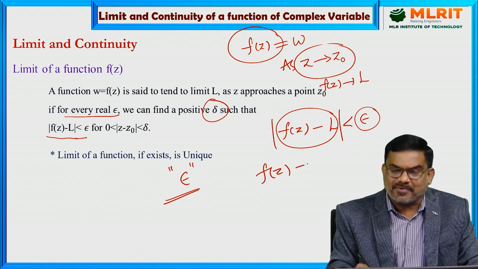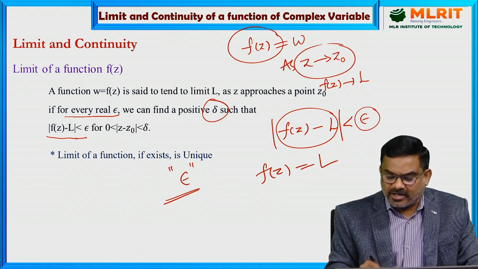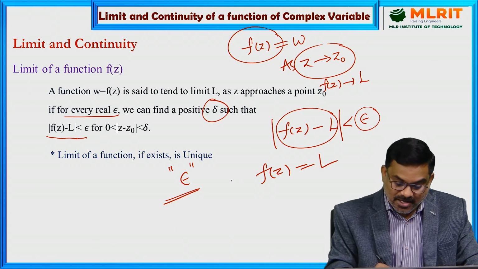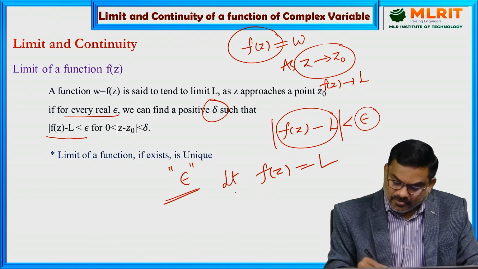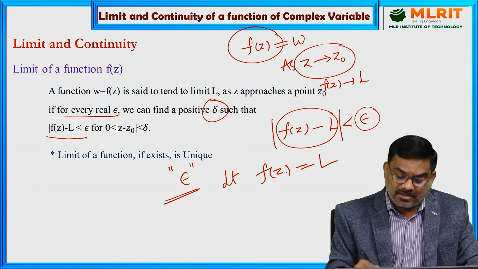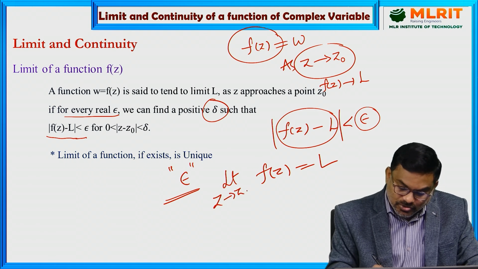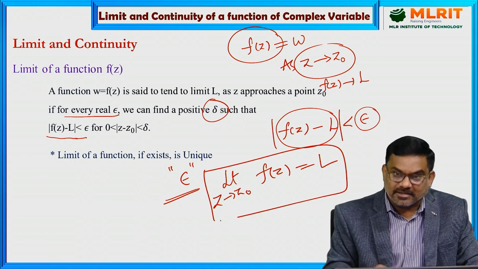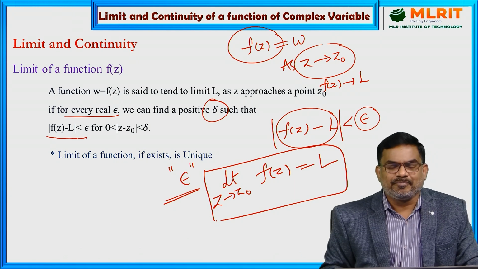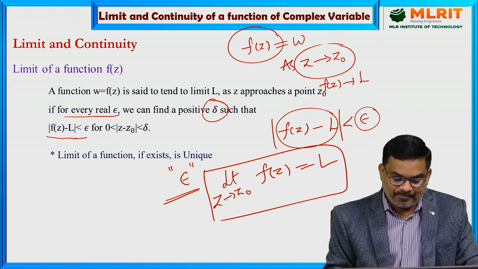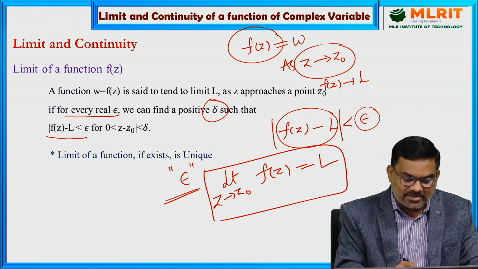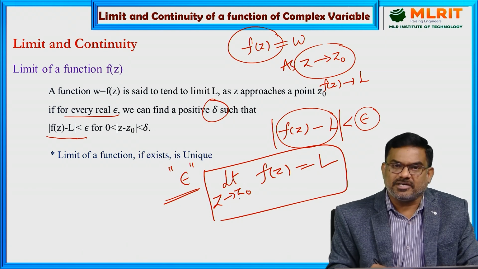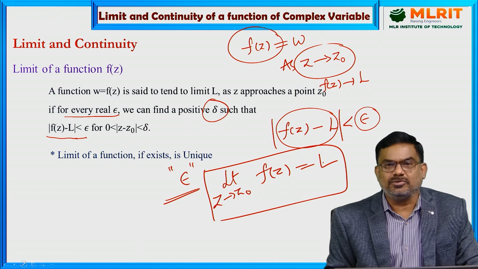We can write f of z equal to L. But we cannot denote directly like this. So that's why we introduce this limit concept, and as limit, now when this happens, f of z equal to L, when z tends to z naught. So limit z tends to z naught f of z is L. This is the definition of limit and the notation also. So the limit of a function, if it exists, is unique, and it is denoted by limit z tends to z naught f of z equal to L.